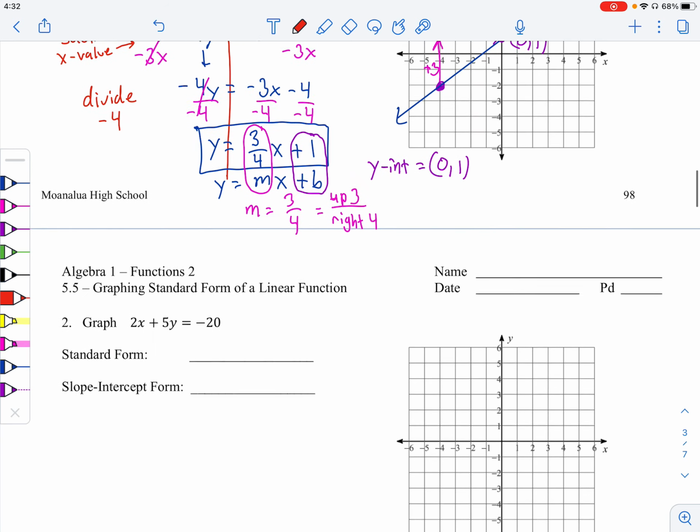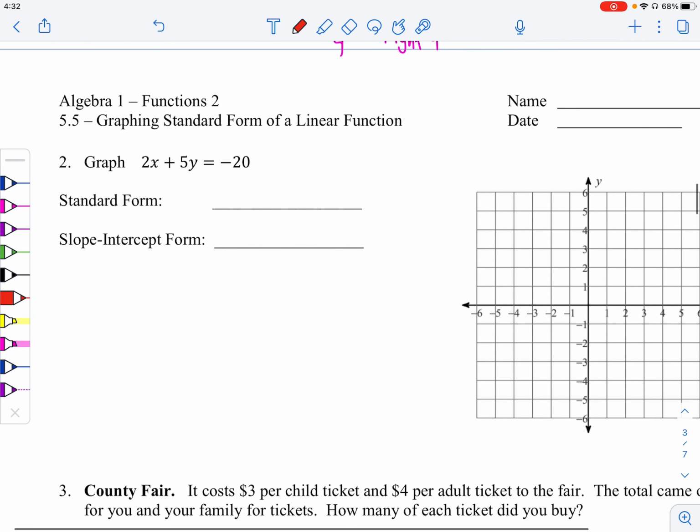Okay, number 2, same thing. It gives us our standard form already. So 2x plus 5y equals -20. Just gonna write that.